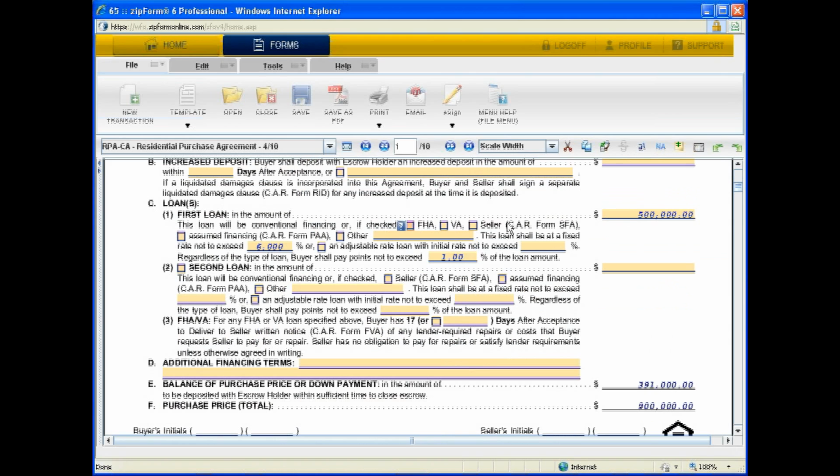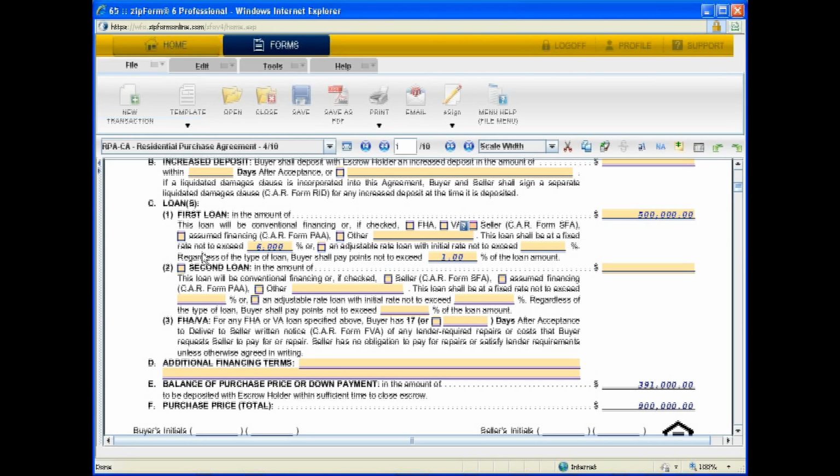One thing I want to point out to you, whenever you see something in parentheses, like right here where it says CAR form SFA, that is an indicator to you that if you're check marking this box, that there's an additional addendum that you should be using. Okay? So that's what that's for when you see it. So you'll be talking about the first loan. It automatically says conventional, so if they're just doing conventional financing, you don't need to check anything.